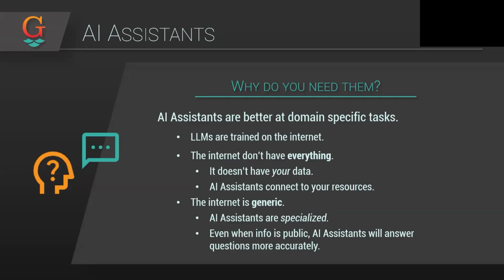So large language models are really, really good at answering generalized questions, but they're kind of bad at answering specialized questions or specific questions about one particular area. So what we have found in our development of AI assistants is that even when you do have public information, if you limit that knowledge set and supply it to the AI assistant, they can generally answer questions more accurately.